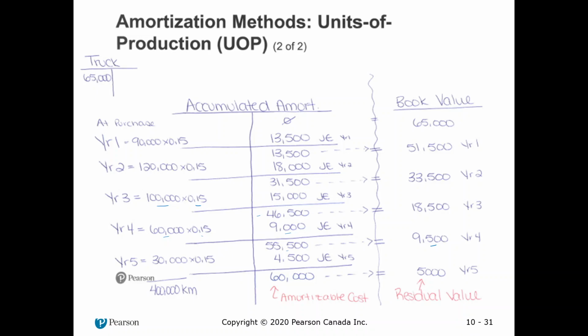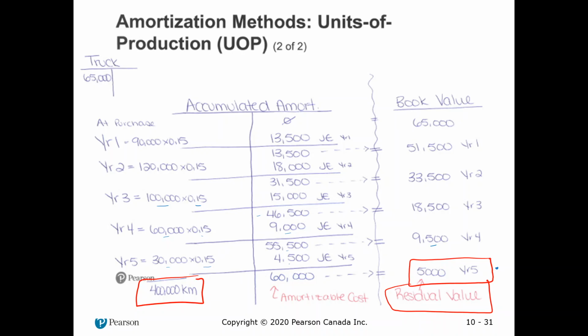In year 5, we drove another 30,000 kilometers times our 15 cents, got us amortization expense in that year of 4,500, got us to the accumulated of 60,000, and it left us with a book value of $5,000. Now this question made it so that at the end of these 5 years, we'd driven exactly 400,000 kilometers, which was what we estimated, and it left us with our book value equal to the residual value. And we know that that is where we stop amortizing the asset.